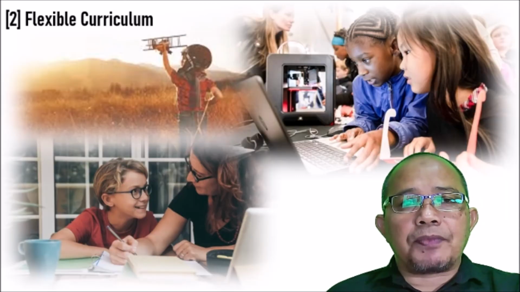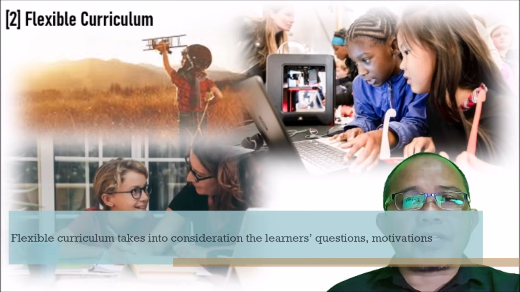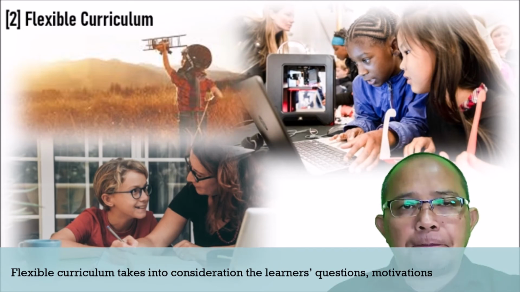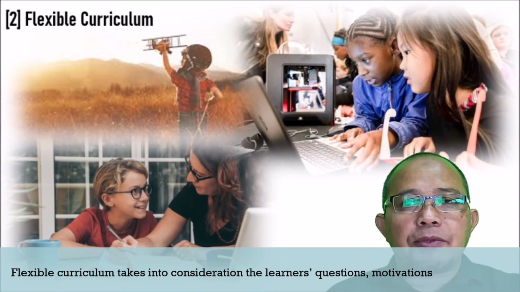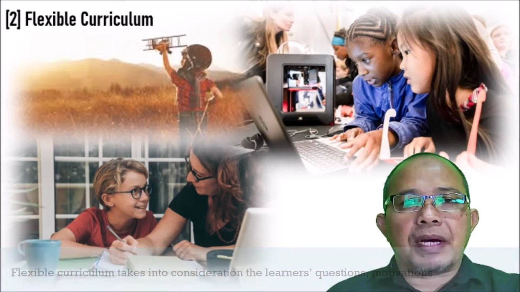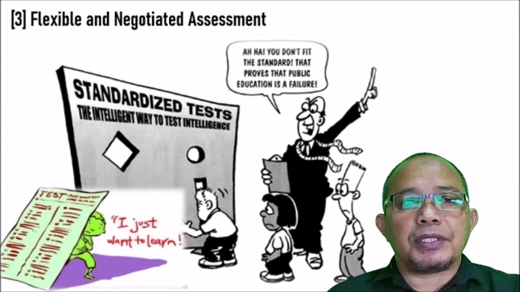2. Flexible curriculum. A heutagogical approach is only possible when the curriculum is flexible and takes into consideration the learner's questions, motivations, and how thinking shifts as a result of what they have learned. Students must be able to create a curriculum for themselves that can adapt to their individual needs. They may be required to build their plans based on a set of defined learning objectives, but they have the freedom to identify what and how to learn. This personalization can help students feel empowered and encourage greater engagement.